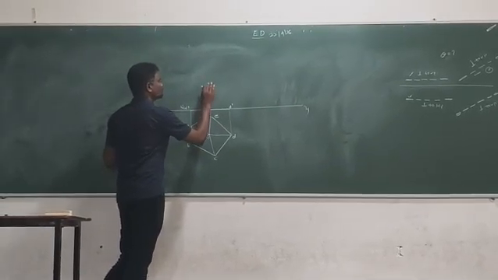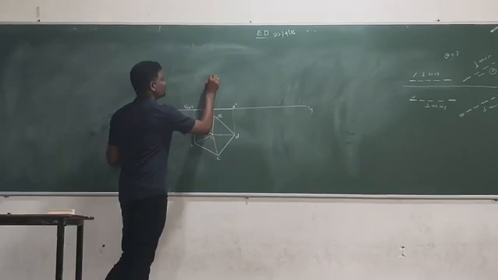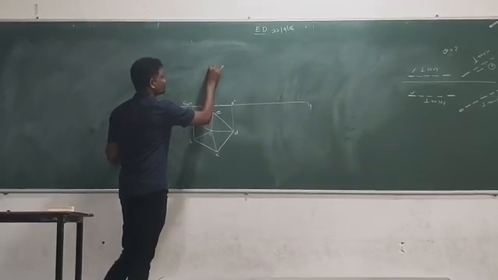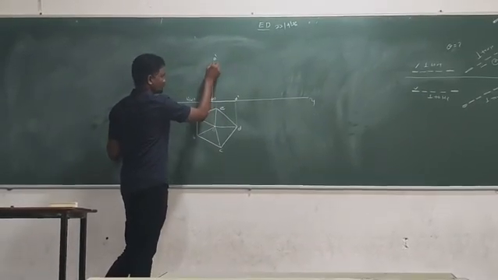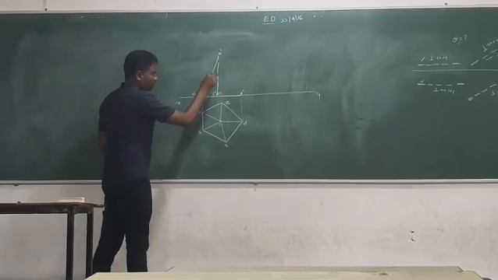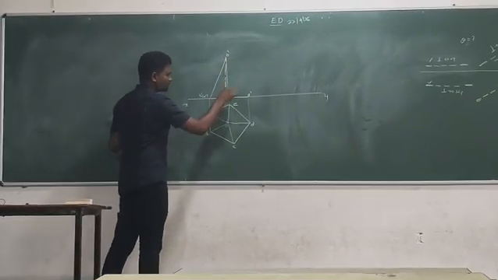How much? 50. Okay, this will be our O dash and join all the points in this manner.